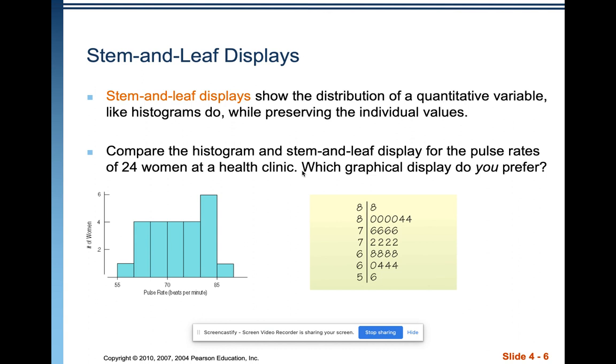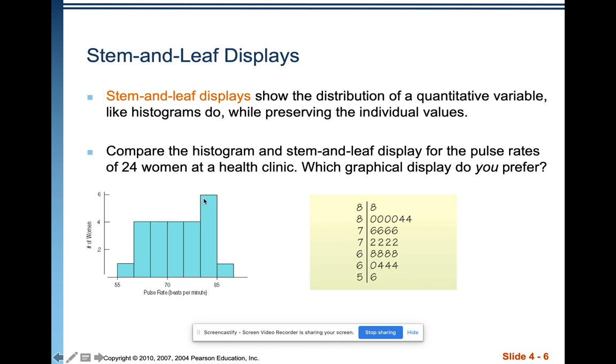Okay, stem and leaf displays are wonderful, especially for small sets of data, because not only do they show the distribution of the quantitative variable, they preserve the individual values. So let's look, we've got a histogram and a stem and leaf display for pulse rates of 24 women at a health clinic. Which graphical display do you prefer? Well, that's a rhetorical question for you. Let's look at both of them.